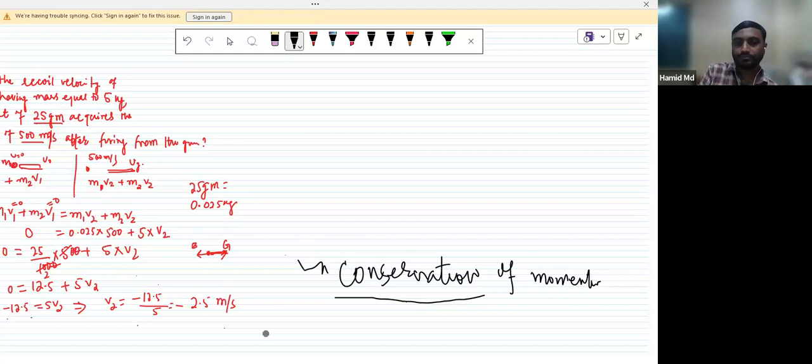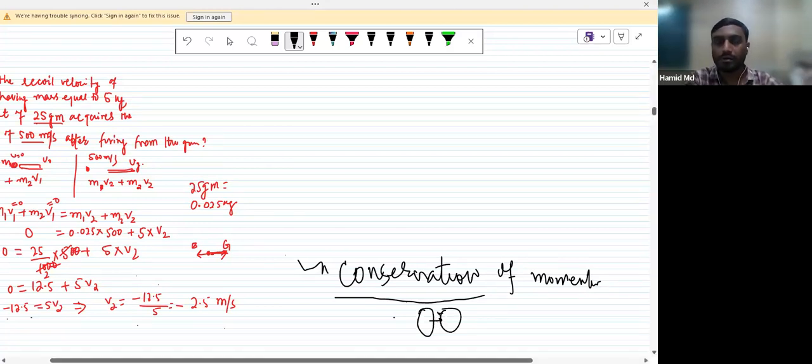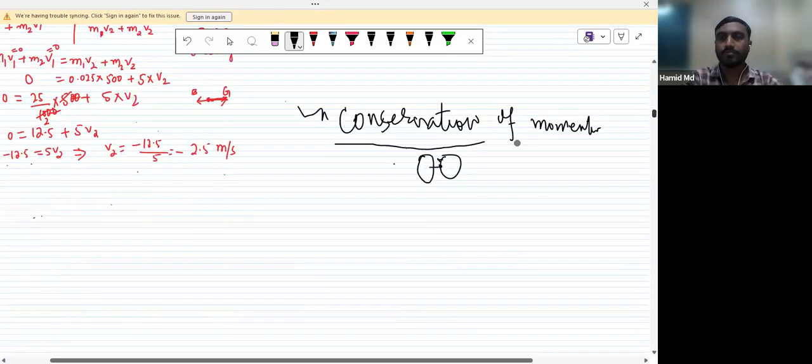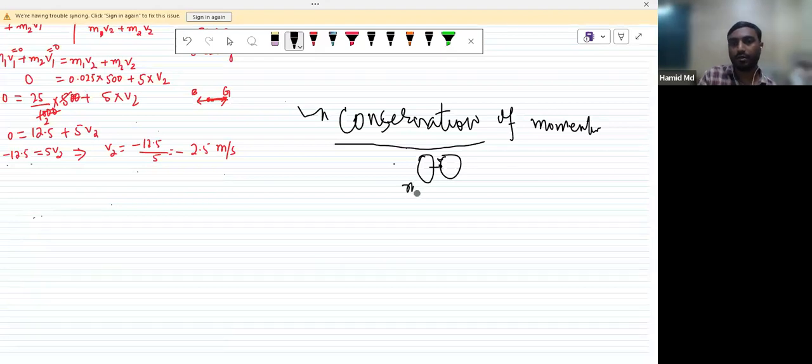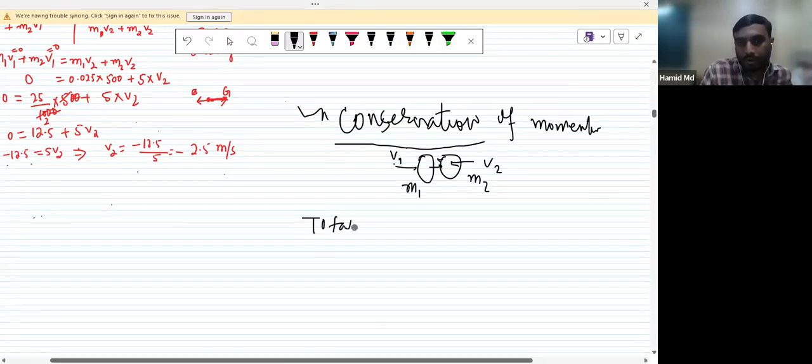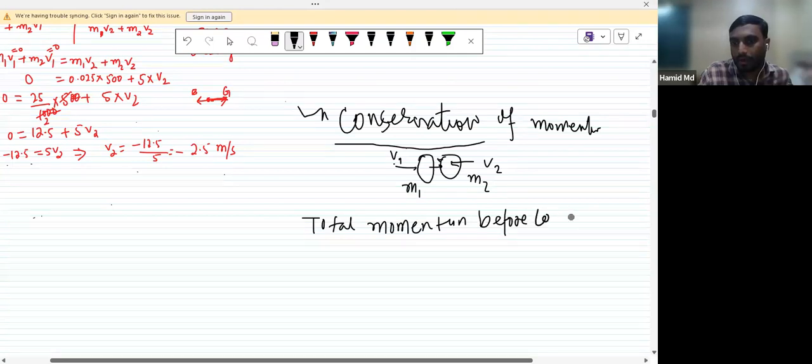So it means that what is the momentum before collision, if two objects are colliding, these are going this way and this is going this way. The screen is visible. Yes, sir. Okay, so suppose these two objects have certain masses: this has mass m1, this has mass m2, this is going with velocity v1, and this is coming with velocity v2. So conservation of momentum says that the total momentum before collision will be equal to the momentum after collision.